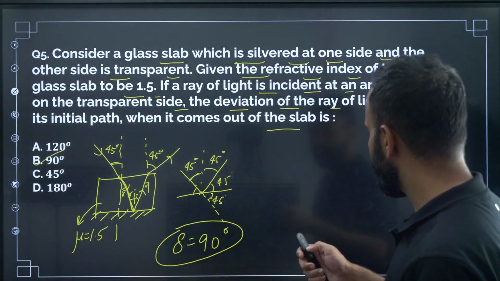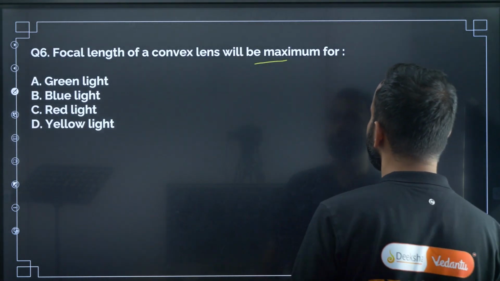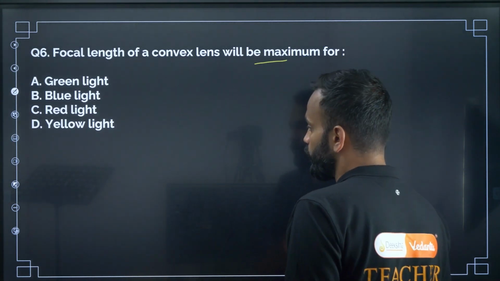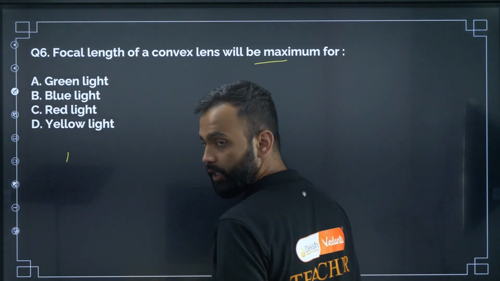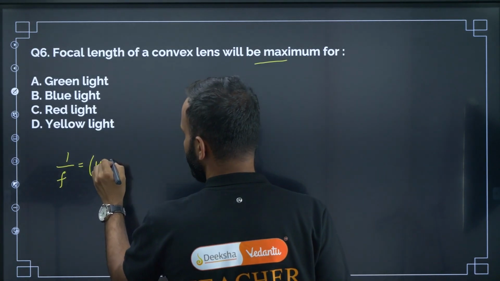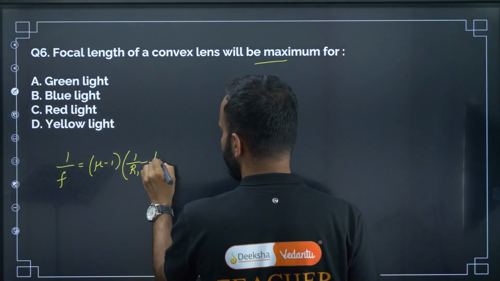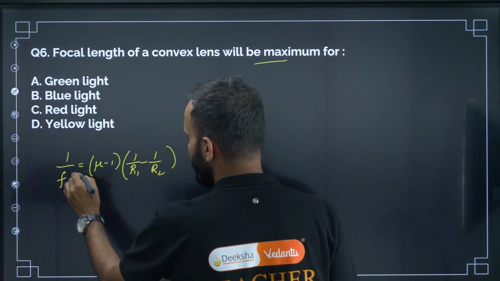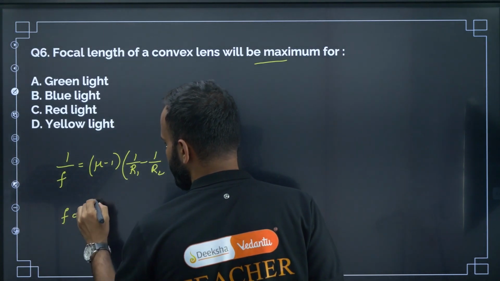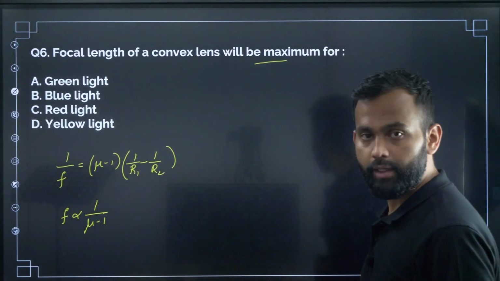Next question, question number 6. Focal length of the convex lens will be maximum for. So according to lens maker's formula, 1 divided by f equal to mu minus 1 into 1 divided by r1 minus 1 divided by r2. So from this I can conclude that focal length is inversely proportional to mu minus 1.